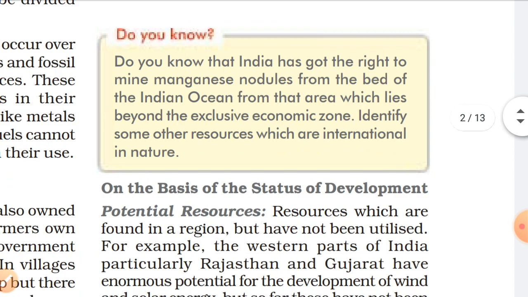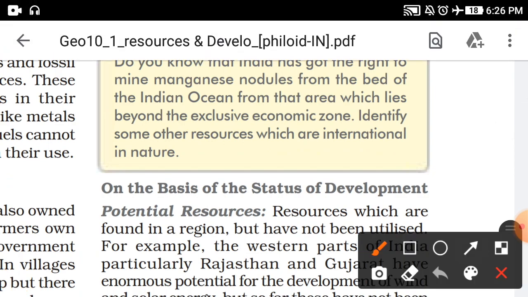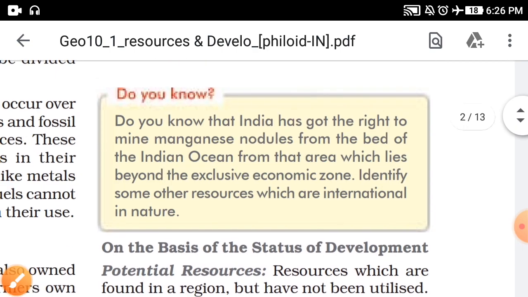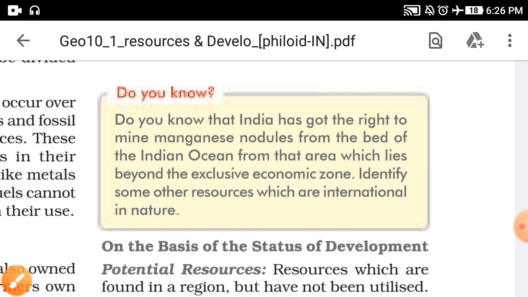Okay, so it is important to read the Do You Know, guys. Alright, so do you know that India has got the right to mine manganese nodules from the bed of the Indian Ocean, from that area which lies beyond the exclusive economic zone? Okay, so we have got that right, and India is the only country out of whose name there is an ocean, Indian Ocean, right?